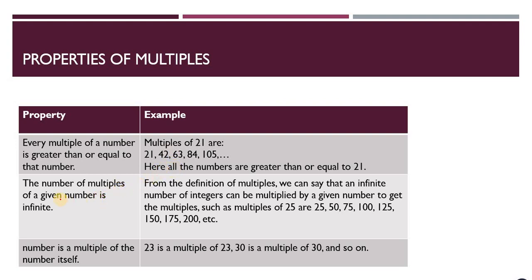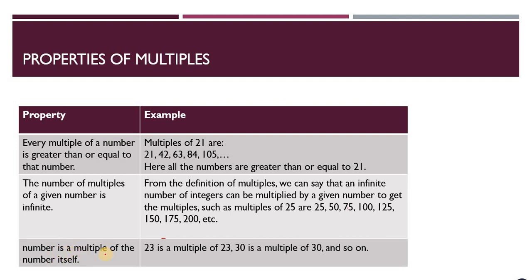the original number. The number of multiples of a given number is infinite. For instance, in this example, if we keep adding 21, we'll go on forever. From the definition of multiples, we can say that an infinite number of integers can be multiplied by a given number to get the multiples, such that multiples of 25 are 25, that's 1 times 25, 50, 2 times 25, 75, 3 times 25, 4 times 25 gives 100, 5 times 25 gives us 125, and so forth, because we keep on multiplying by an integer or a natural number each time.